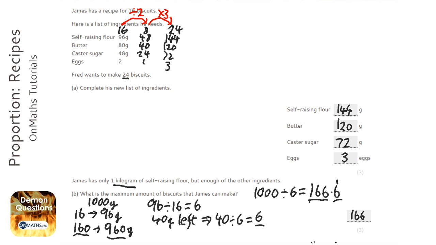So you can do this with or without a calculator. First thing really is to work out how much flour 1 biscuit needs, which was 6 grams, which we worked out here. Then find out how many 6s there are in 1,000.